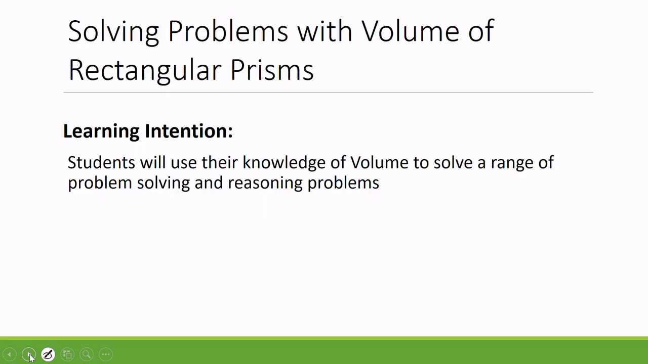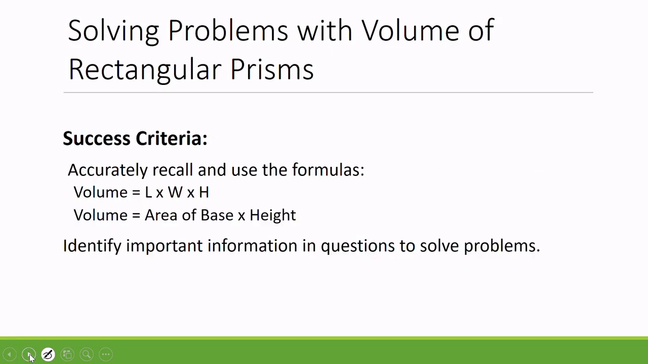So there's the learning intent for today. You'll use your knowledge of volume to solve a range of problem solving and reasoning questions. Again, pause if you need. And the success criteria is that you will be accurately recalling and using the two formulas that we looked at last lesson, and to be able to identify important information in questions to solve problems.